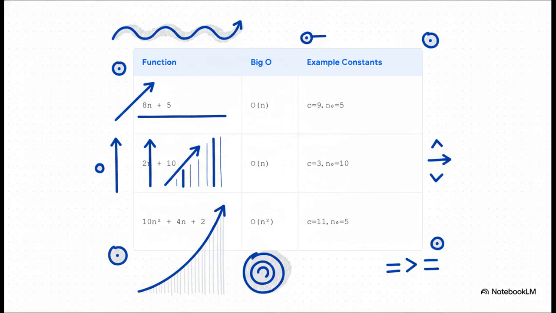And here's what that looks like in practice. If you have a function like 8n plus 5, the n term is the driver, so we just call it O of n. Same for 2n plus 10. It's still O of n. Now look at the bottom, 10n squared plus 4n plus 2. The n squared is the skyscraper there, right? So we classify it as O(n squared). We're just plucking out the most significant term and using it as a label.